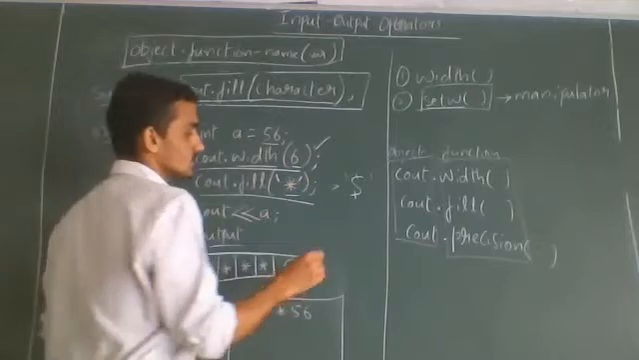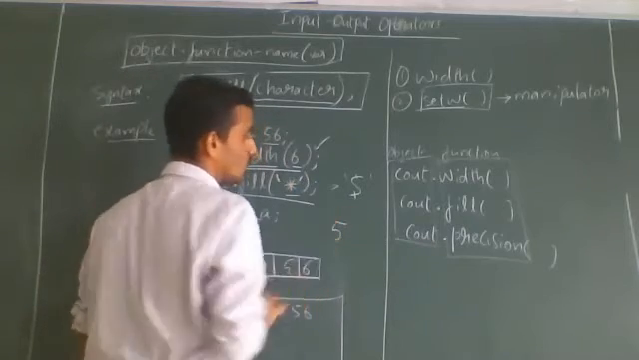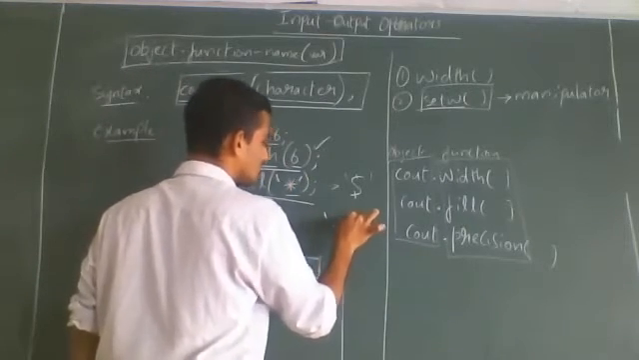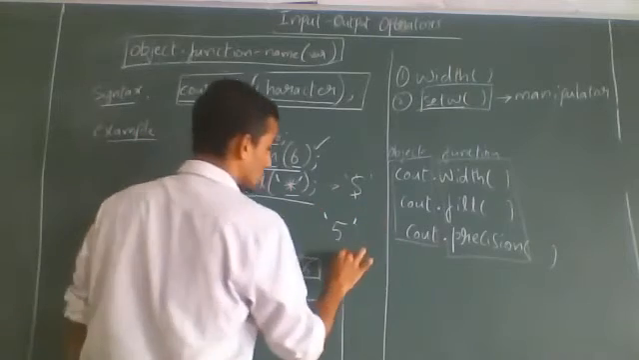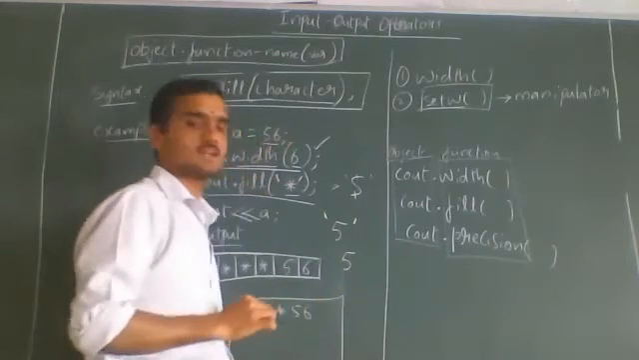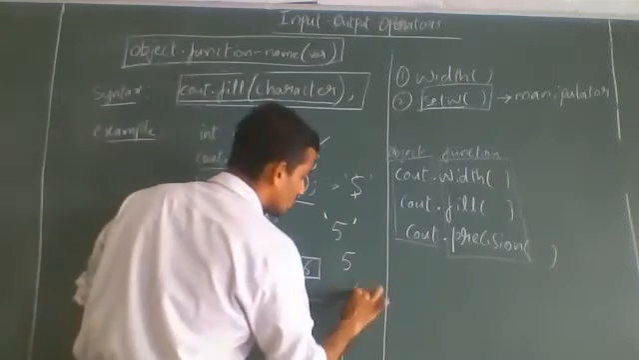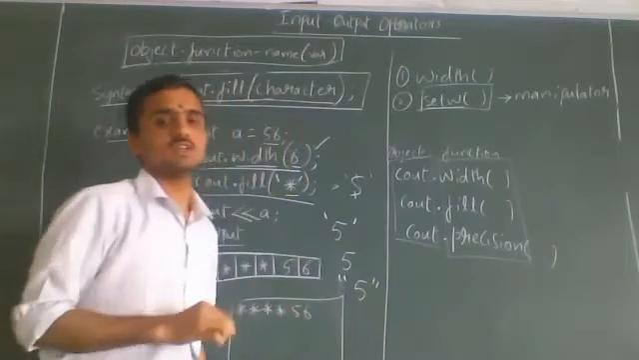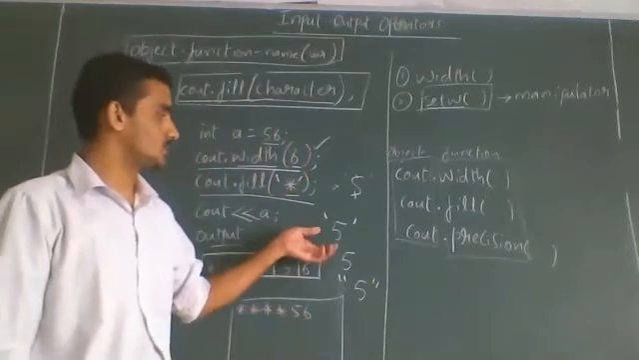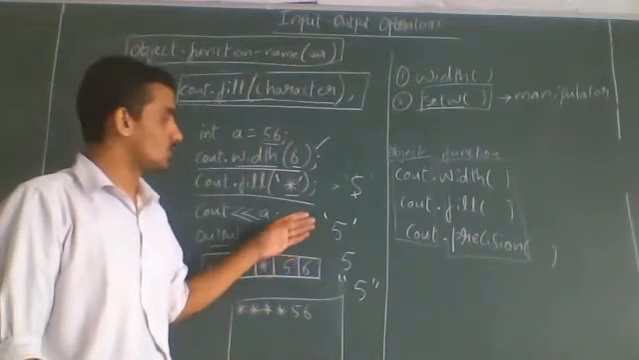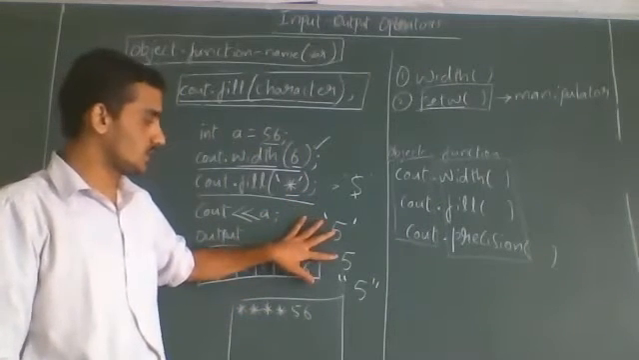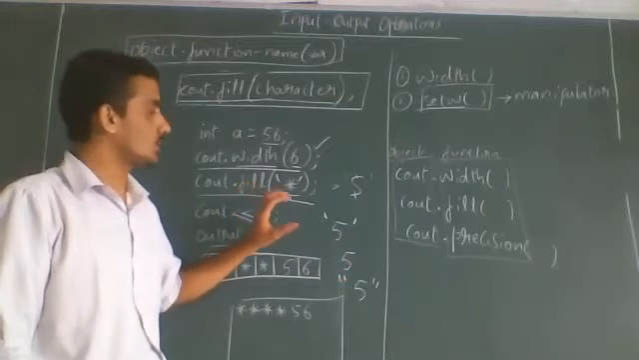Even for digits also. For example, if I write the value 5 in single quotes, it is considered as a character. If you don't put the single quotes, it is considered as an integer. If you put double quotes, it is considered as a string. So be careful, sometimes in the question paper you will get this question: what is the difference between this 5 within single quotes, without single quotes, and with double quotes?